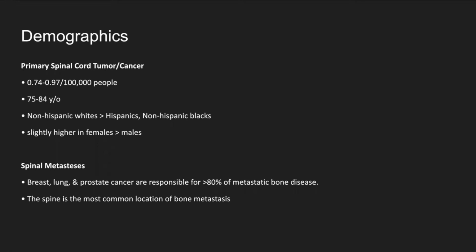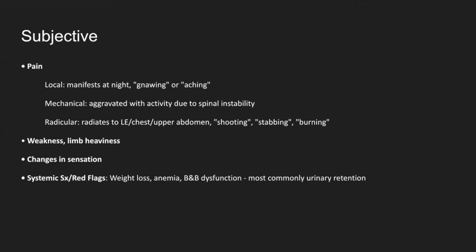For primary spinal cancer, it is relatively uncommon comparatively. There's around one person in every 100,000 people that have this type of cancer. It is more common in individuals that are older, if they are non-Hispanic whites, or if they're females. And then for spinal metastases, this is more commonly seen in individuals with breast, lung, or prostate cancer. As far as metastases go, the spine is the most common location for this to occur.